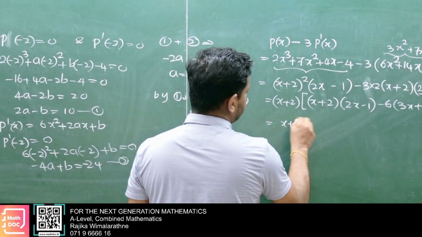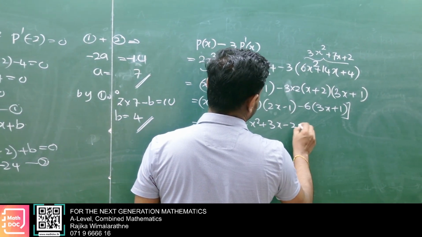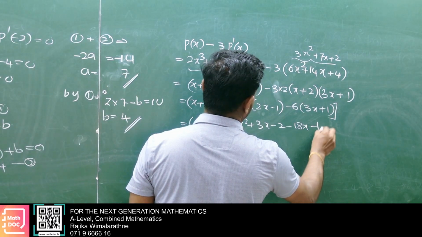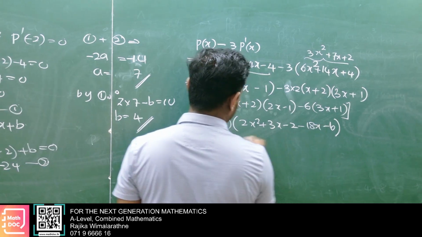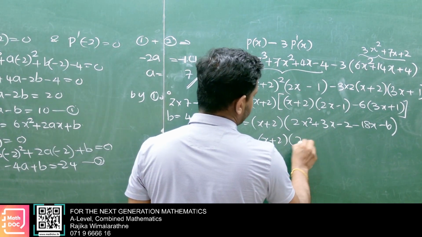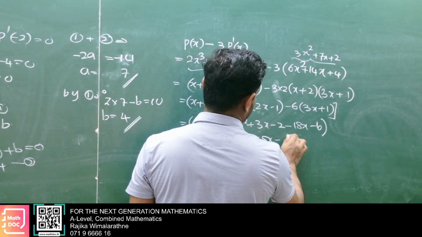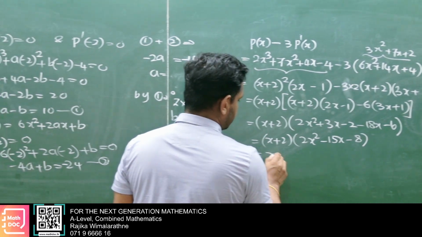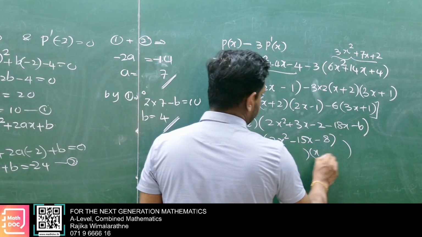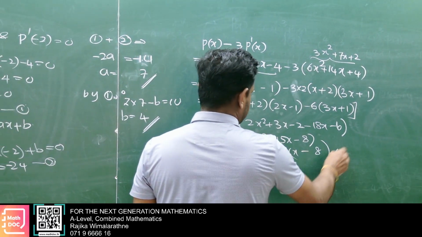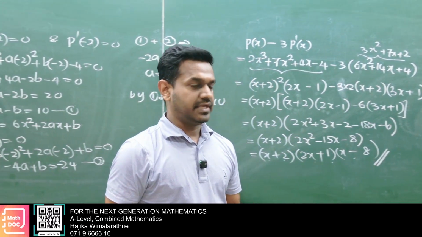Simplify: (x + 2)(2x² + 4x + 3x − 2 − 18x − 6). Here 2x² − x − 4x + 3x − 2. So (x + 2)(2x² − 15x − 8). Now the quadratic one, you factorize: 2x, x, 8, 1, minus, plus. Then (x + 2)(2x + 1)(x − 8) are the factors. Okay, complete.